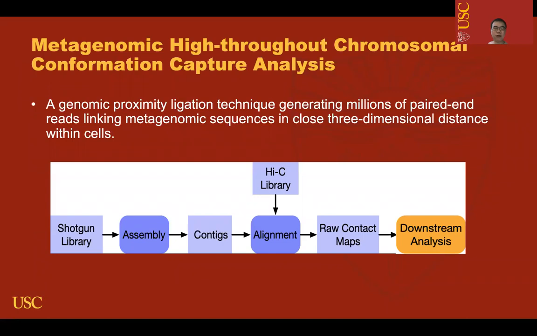Specifically, metagenomic Hi-C is a genomic proximity ligation technique, generating millions of paired-end reads linking metagenomic sequences in close three-dimensional distance within cells. Therefore, the number of Hi-C read pairs connecting two assembled contigs is related to the probability that the contigs belong to the same genome. This property enables multiple downstream analyses, such as contig clustering and various host interaction probing.